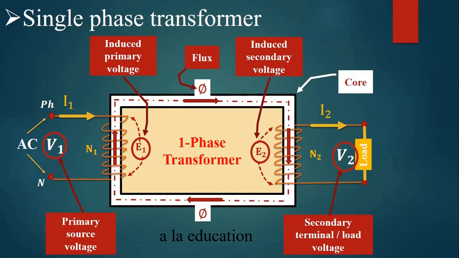What is the primary winding? Whichever winding you give supply is called primary winding, and whichever winding you connect load is called secondary winding. It's very clear. So this is how single phase transformer looks like.